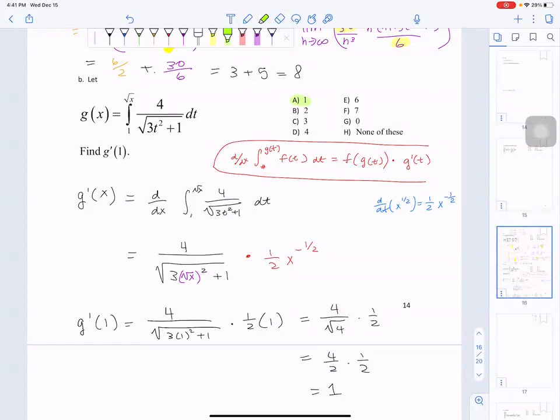Any questions on part B? So, do you just recognize that you have to use the fundamental theorem? Yes, because if you didn't recognize that it was the fundamental theorem of calculus, you would have to take this integral. But how do you take this integral?